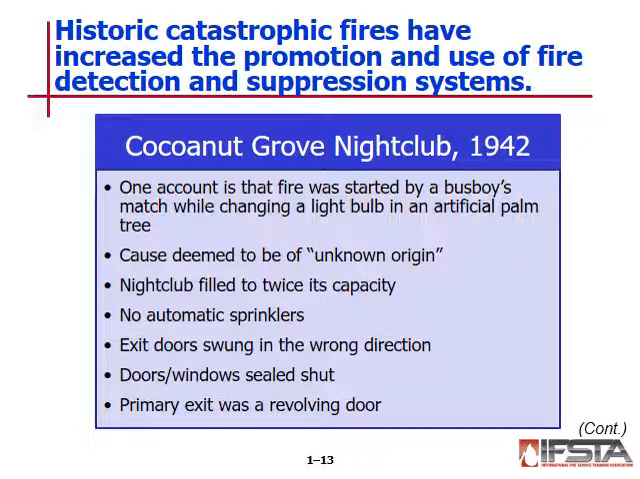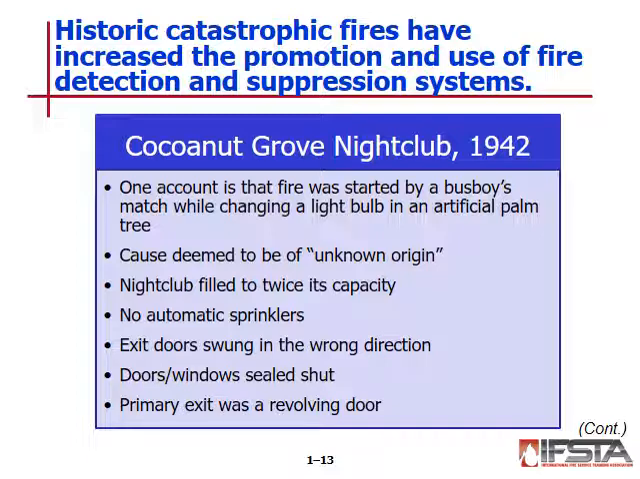Coconut Grove nightclub fire in 1942. Modern Marvels History Disaster has a great one on this. And one account is that the fire was started by a busboy with a match while changing a light bulb in an artificial palm tree. However, recent studies say this probably wasn't the case, that it was actually due to an air conditioning unit that was leaking a flammable gas. Unfortunately, the busboy did end up committing suicide over it because of his tremendous guilt and, of course, the death threats from the family. But officially, the cause was determined to be unknown origin.